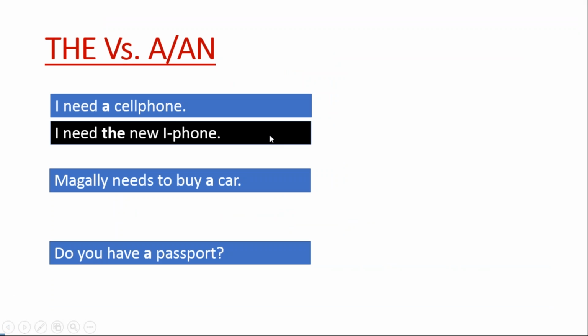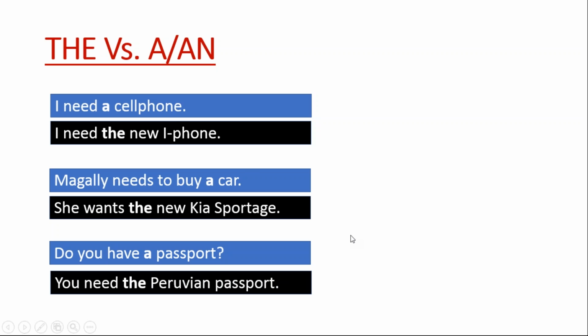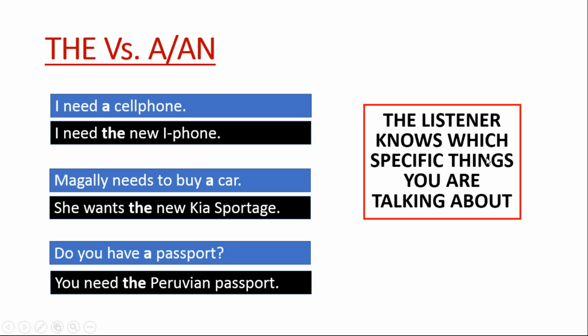Look at this. "I need a cell phone", could be any cell phone, cualquier cell phone. "I need the new iPhone." I'm very specific here. "Magali needs to buy a car, but she wants the new Kia Sportage." "Hey, do you have a passport?" "Yeah, you need the proven passport." So, what does it mean? That when you have the listener, o sea, quien escucha, el receptor del mensaje, knows which specific things you're talking about. Conoce de qué estás hablando. Obviamente saben a qué me refiero cuando hablo del iPhone, cuando hablo del Kia. Entonces se conoce, es distinto. El the es el, la, ¿sí? Estoy conociendo ese noun que estoy utilizando.